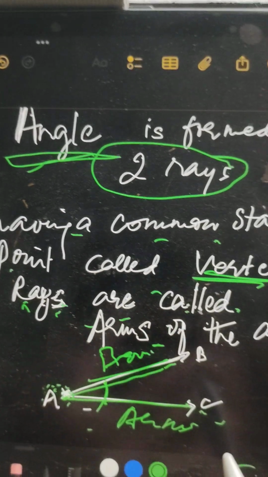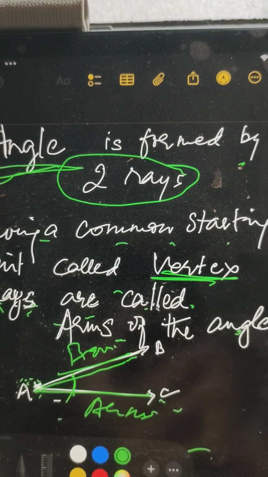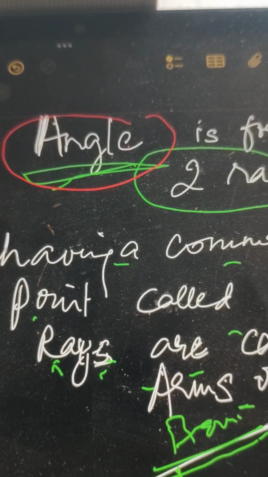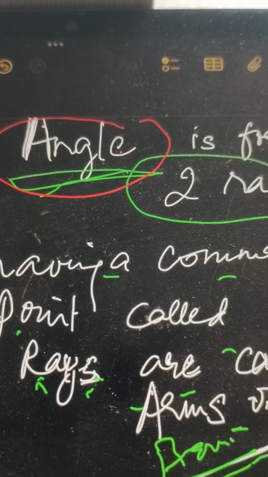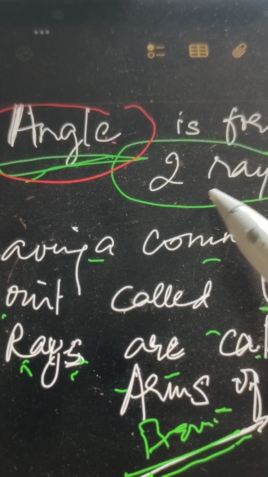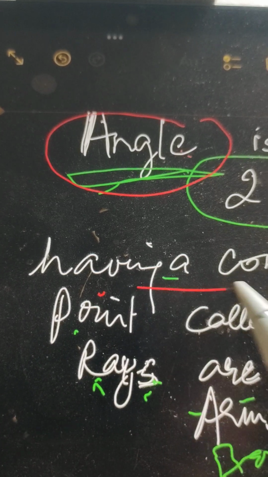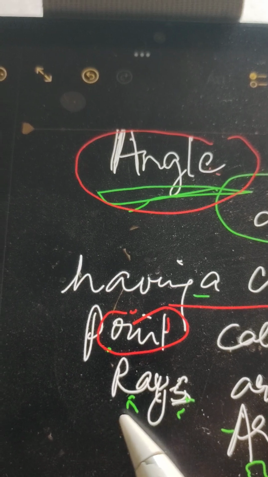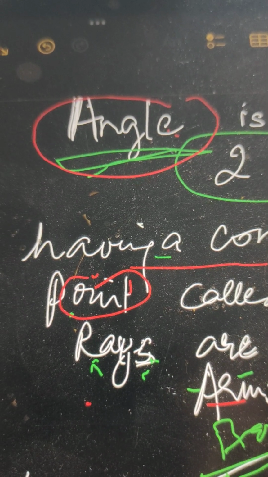Is that right? Now the other thing is, how do we measure angles? That's what we will talk about now. So once again, angle. Why do you think I'm talking about angles? Because when we do the pie diagram, this is very important. So an angle is formed by two rays that have a common starting point, which is called the vertex, and rays are also called the arms of the angle.